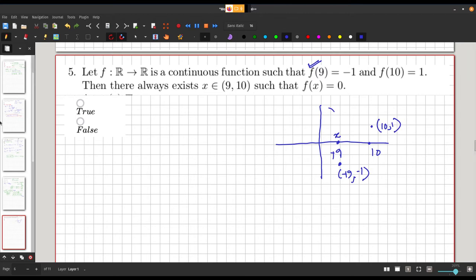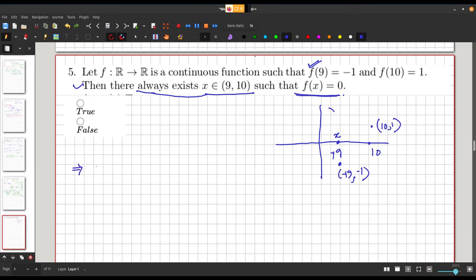Now, the given statement is that there always exists an x within this region such that f(x) is 0. So we have to see whether this is true or false, and we can simply do that by using the fact that the function is a continuous function.